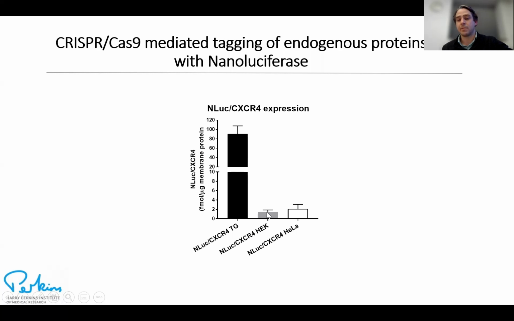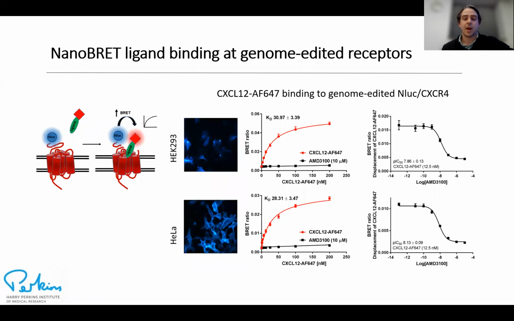And we're getting about 40 to 50-fold lower levels of expression, which is very, very low. So as I said, we're a bit worried that we will never actually be able to detect a BRET signal with these low levels of expression. However, in hindsight, this was probably unfounded. As you can see here, we're going to get some very nice BRET-based data using these genome-edited proteins.